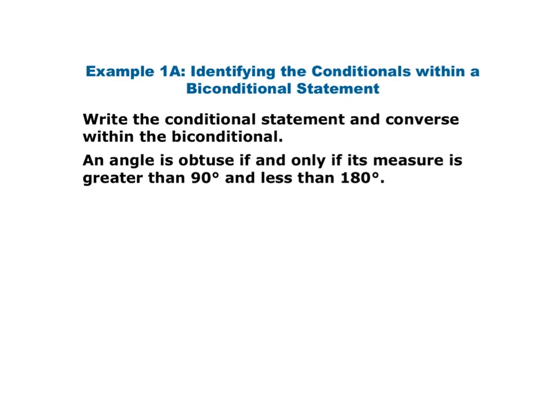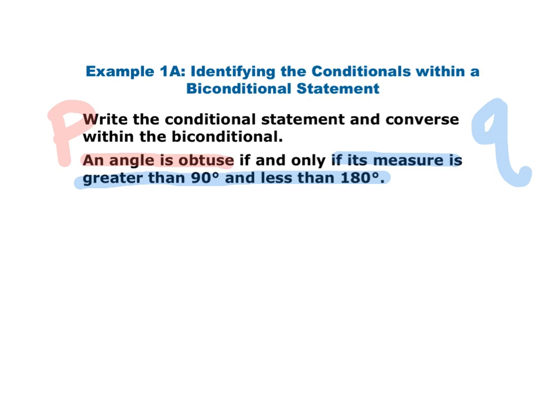So example 1, write the conditional statement and the converse within the biconditional. An angle is obtuse if and only if its measure is greater than 90 degrees and less than 180. So first, let's identify the P, which would be an angle is obtuse. That's our P. Now let's find our Q. Its measure is greater than 90 degrees and less than 180. That's our Q.